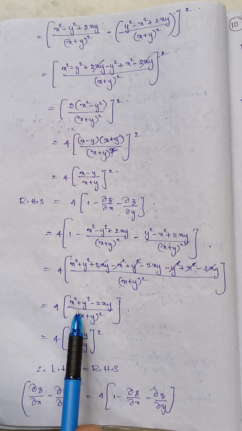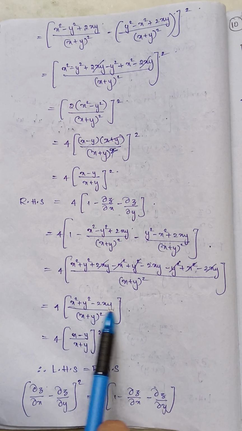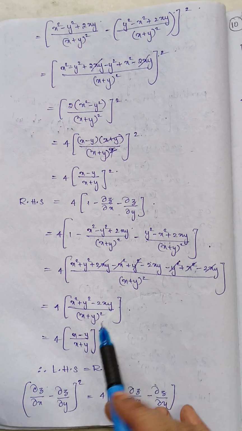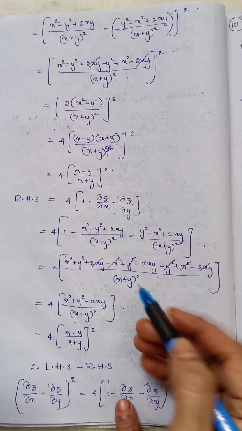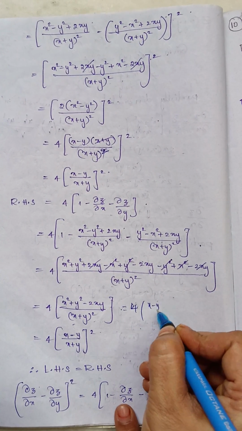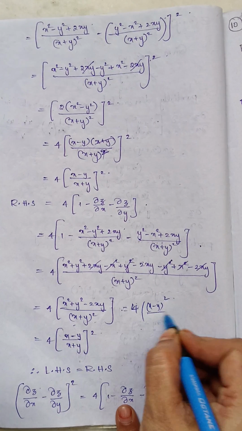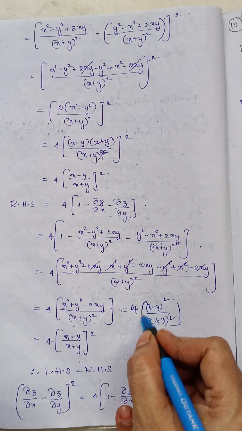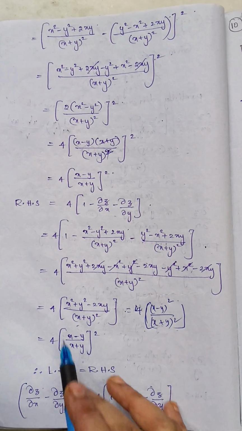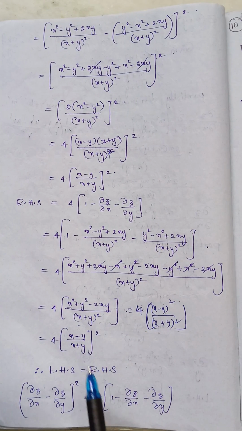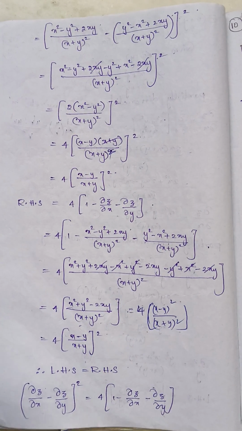It is in the form like a square plus b square minus 2ab means a minus b whole square. So x minus y whole square here, and x plus y whole square. So here 4 into x minus y whole square, already it has x plus y whole square. So take a square by b square, which is nothing but a by b whole square. So 4 into that. So here we got LHS and RHS equal values. That's why these values are equal.